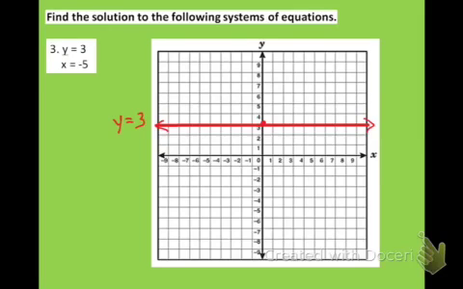The second one, x equals negative 5, that's going to be a vertical line at negative 5. So I go back here to negative 5, and I'm going to draw a vertical line, making sure I put arrows, and I label this as x equals negative 5. And I still need to state the coordinates of that intersection point, which in this case are the point (negative 5, 3).